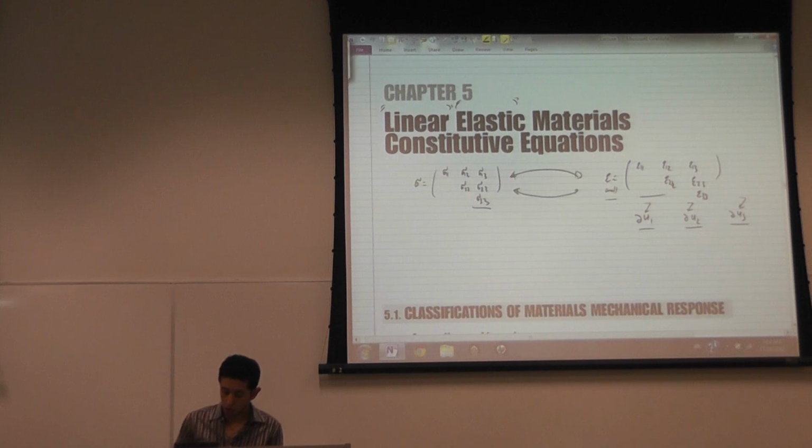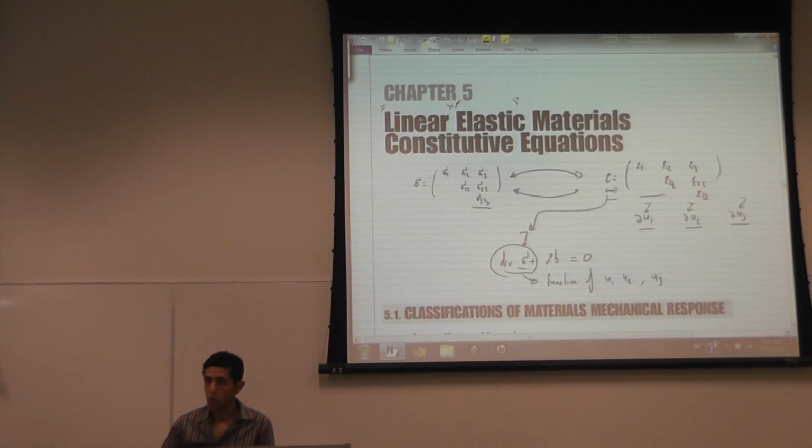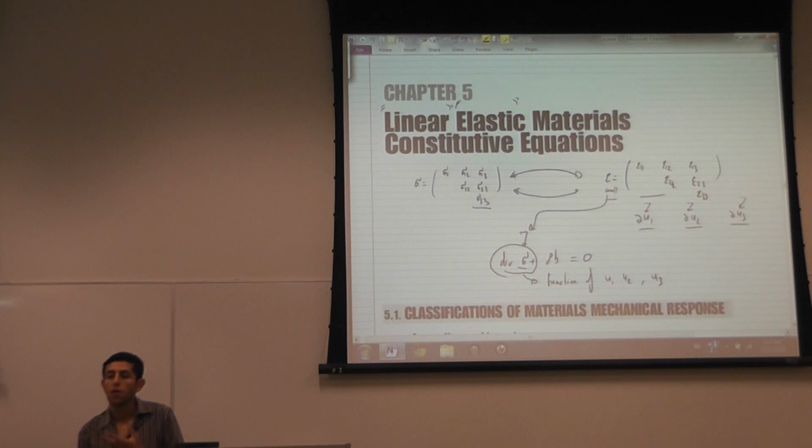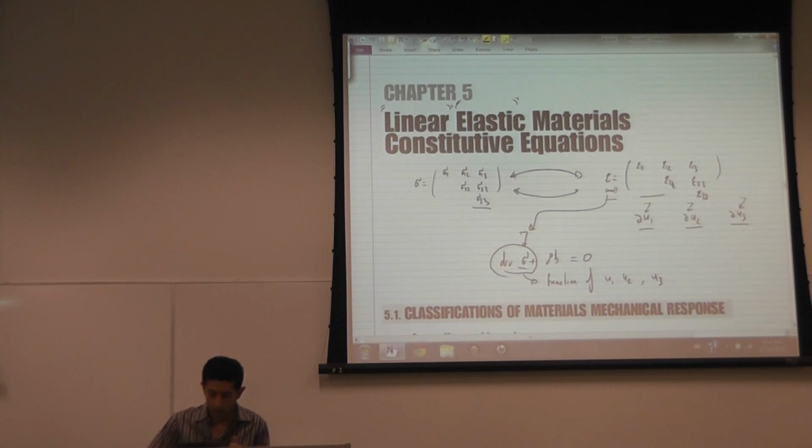The differential equation, as we said, is divergence sigma plus rho b equal to 0. I'm going to replace the stresses with the strains. When I do, this becomes a function of U1, U2, and U3, and so the unknowns become only 3 rather than 6. And that's why I need a constitutive equation. So let's see the classification of materials.